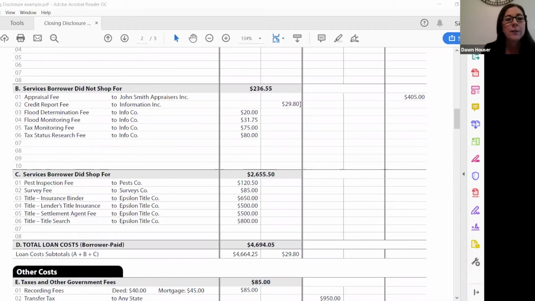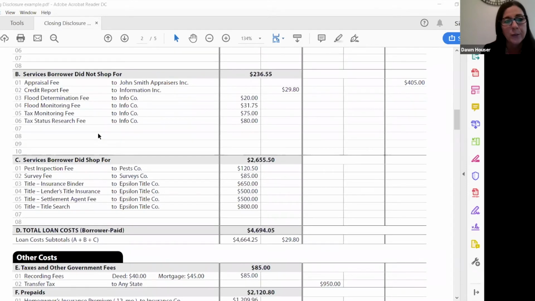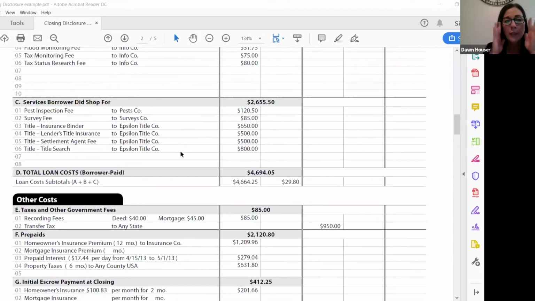And then the other fees are when we pull a flood cert, things like that, or tax certifications. The borrower doesn't have the ability to shop around for that cost. It is what we, the lender, are charging through our third-party vendors. If you go down, services borrower did shop for in section C.